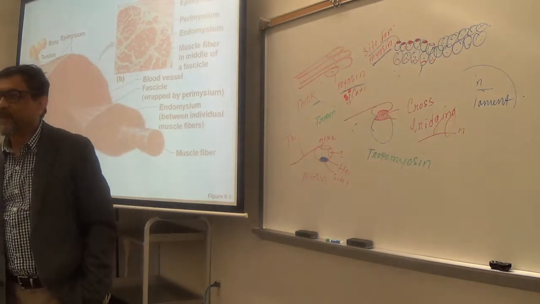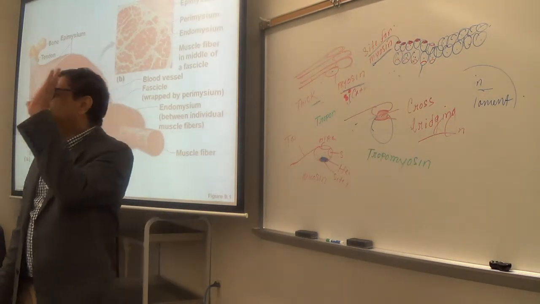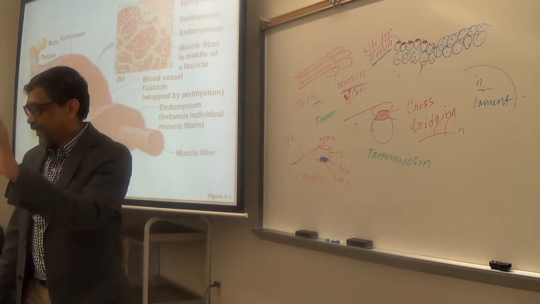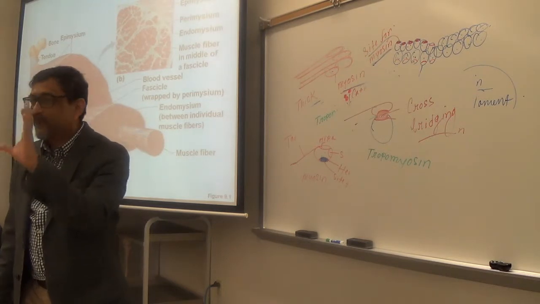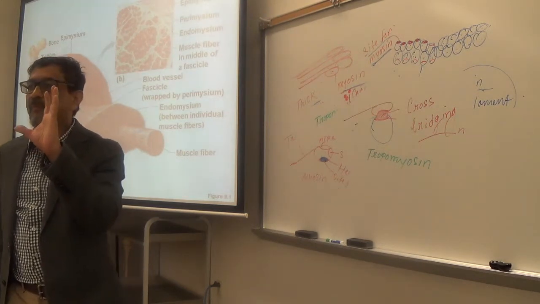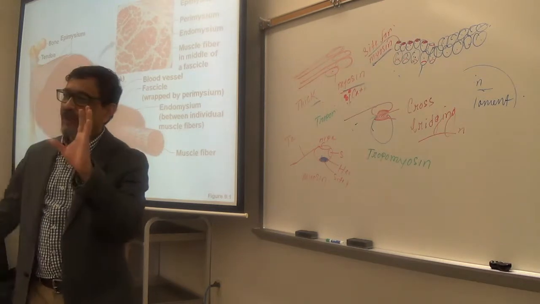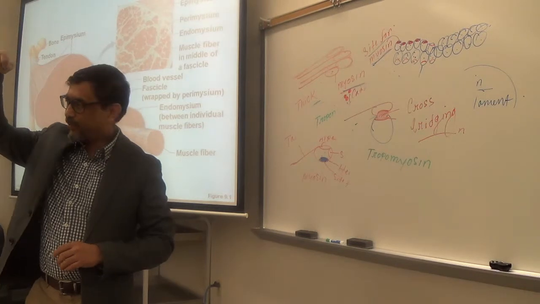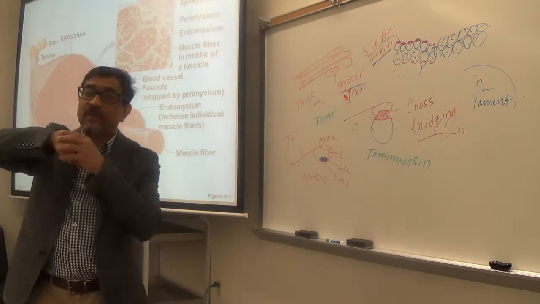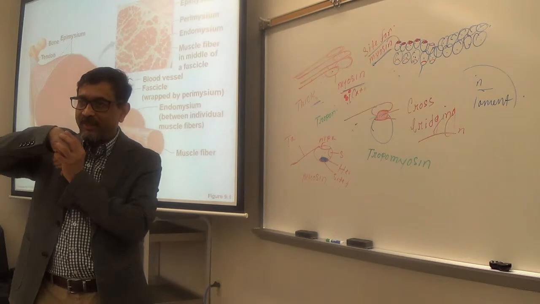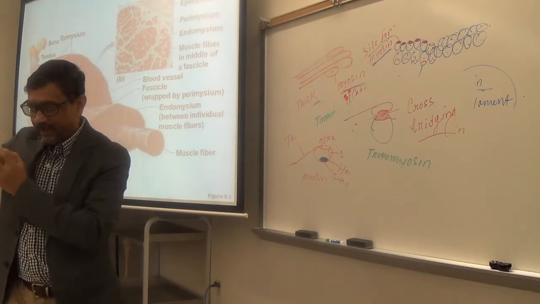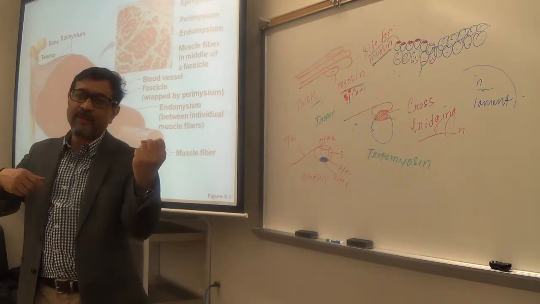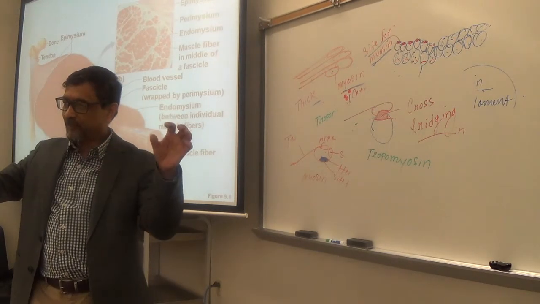Got it? Okay, so the thick filament is formed by many golf club-like structures, right? Those are called what? Actin or myosins? Myosins, right? Each myosin looks like what? A golf club, right? And on the myosin head you have binding sites, right? Site for actin, site for ATP. Okay? And the thin filament is formed by how many chains? 2.